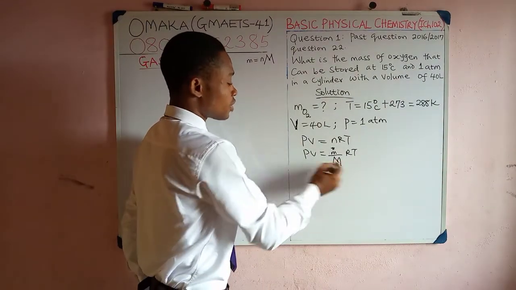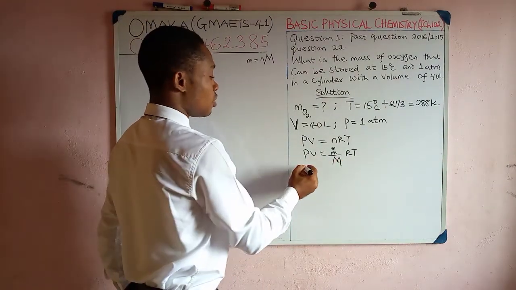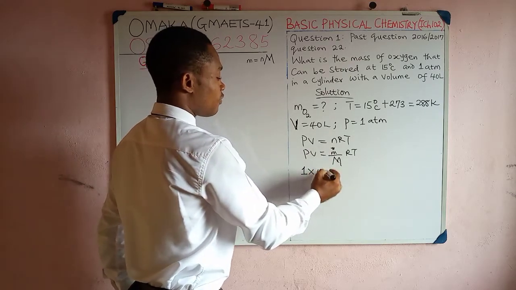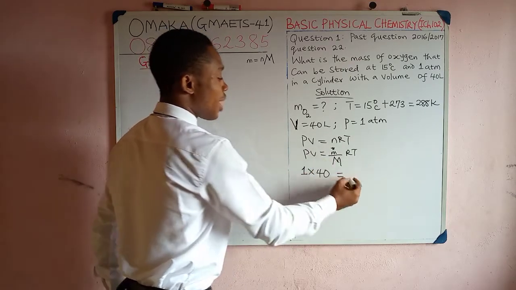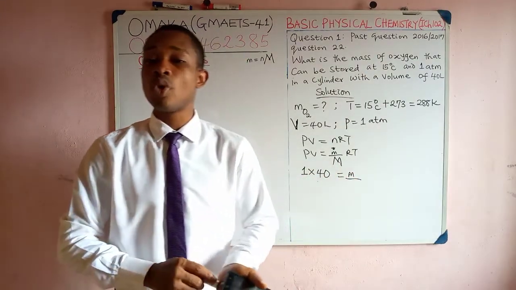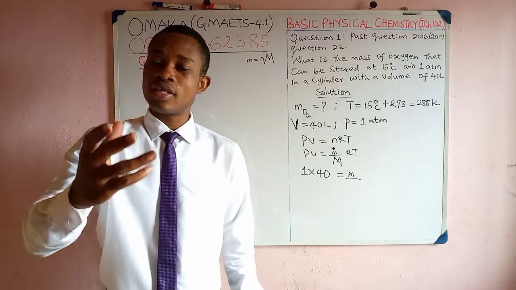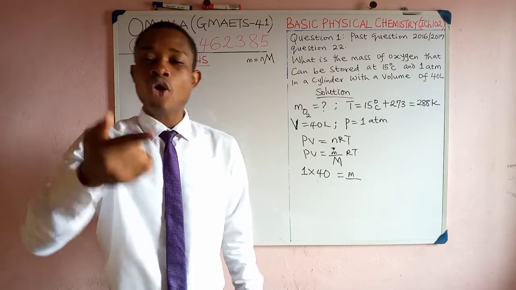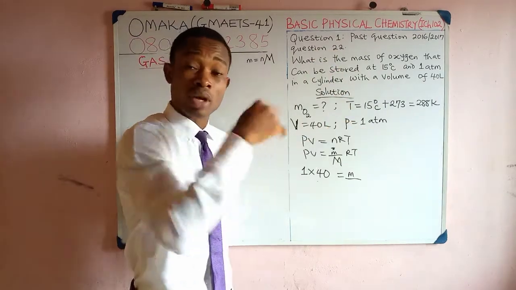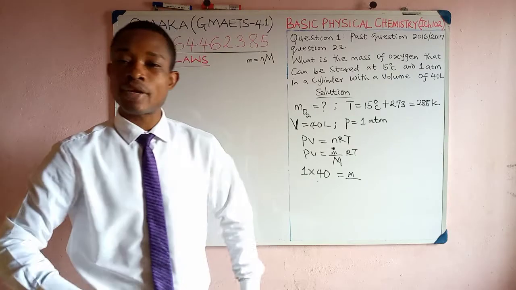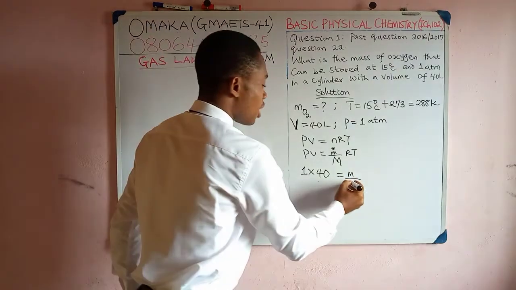So if we do some substitution here, pressure is in atm, which is 1 atm. Volume is 40 liters, equal to the mass, we don't know. Molar mass of oxygen is what? 32 grams per mole. How did we get that 32? Now you listen, the relative atomic mass of oxygen is 16. Now when you're talking about oxygen gas, because this is a gas, molecular oxygen, are you getting me? It's O2. So you're going to multiply 16 by 2 to get 32. So I'll come here and write 32.